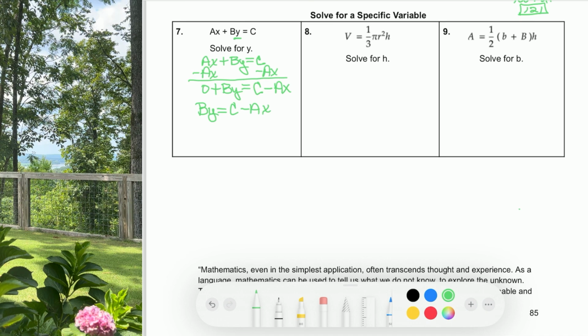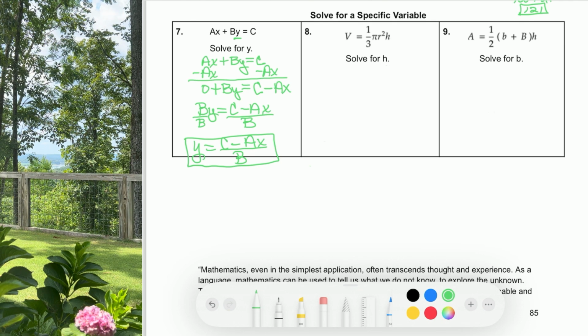Now we need to deal with the b that is next to the y. If there was a number there, we would divide it. We need to do the same thing, even though it's a b. So I'm going to divide everything by b. So I end up with y equals c minus ax over b, and that's our answer. So remember, the steps aren't any different. We just can't combine everything. It's going to be more spread out rather than simplified.